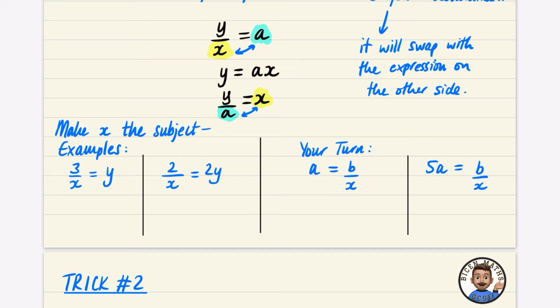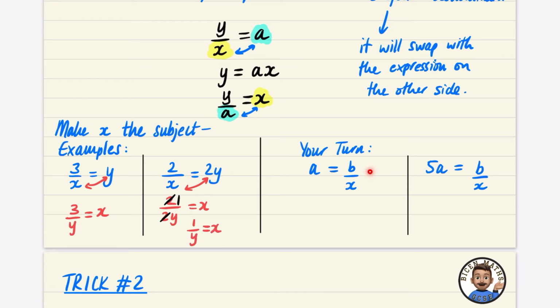But this one, you can just spot that the x, which I want to be the subject, is going to swap places with the y like this, so that we're going to end up with 3 over y equals x. And then these ones are also going to switch places, so that we get 2 over 2y equals x, but this can simplify because it's like a fraction, and this 2 and the 2 cancel, so you just get left with x equals 1 over y, or 1 over y equals x.